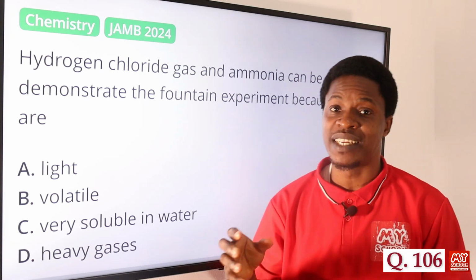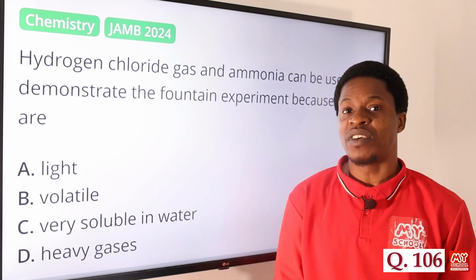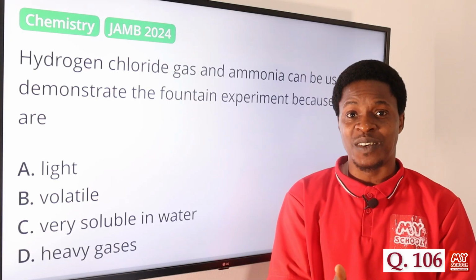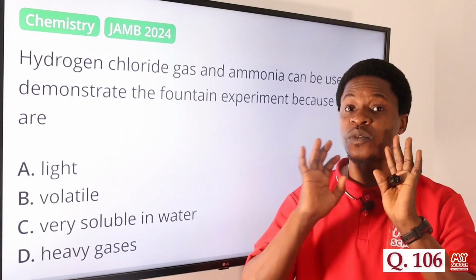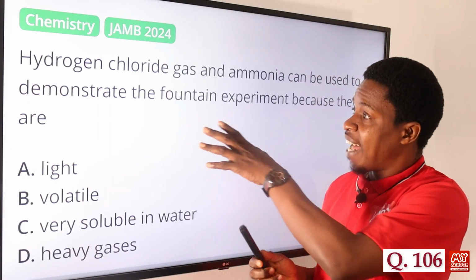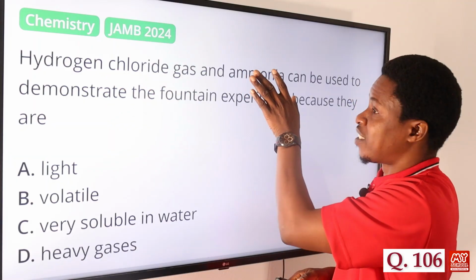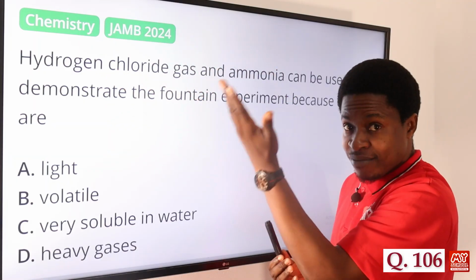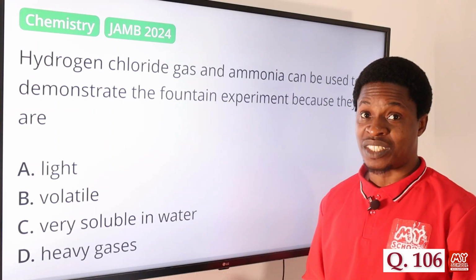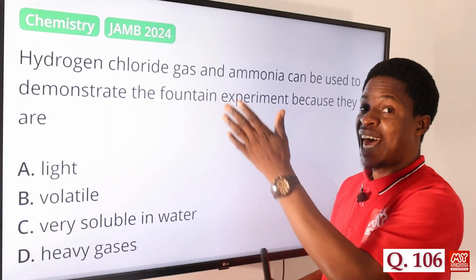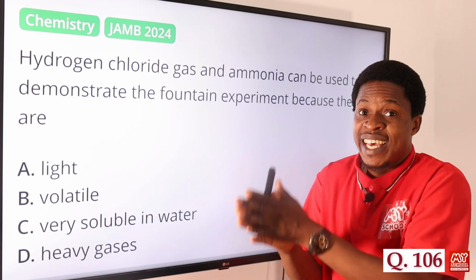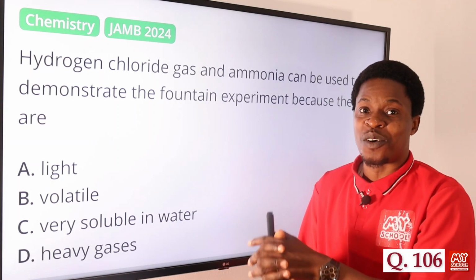Now, the fountain experiment is an experiment that helps to demonstrate the level of dissolution, how gases can get dissolved in water. That's what the fountain experiment is all about. So, if we are looking at hydrogen chloride gas and ammonia gas, it can be used. If you know what the fountain experiment is all about, I think this question is so easy now. Fountain experiment helps to demonstrate the solubility of gases in water. How can they dissolve in water?